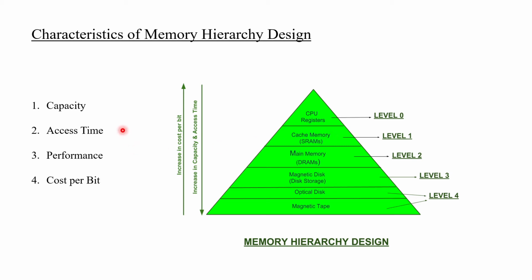Next thing is access time. It is the time interval between the read or write request and the availability of the data. As we move from top to bottom in the hierarchy, the access time increases. You know why the CPU registers have the fastest access time? Because these CPU registers are within the processor itself. So the time required to access these registers is very low, so access time is very fast.